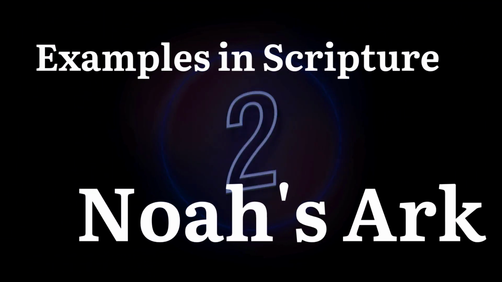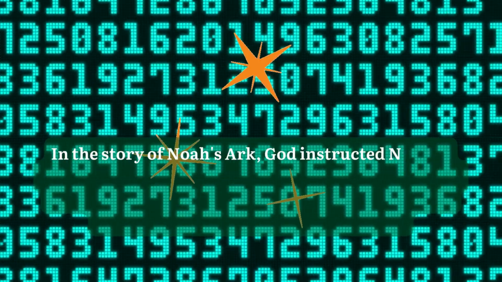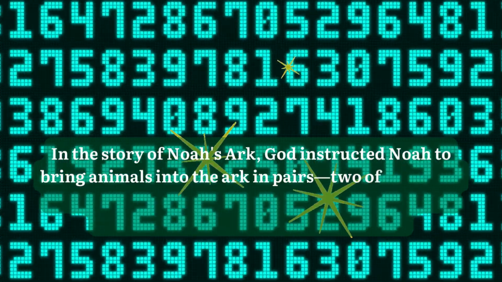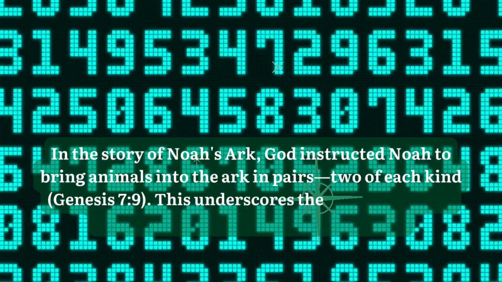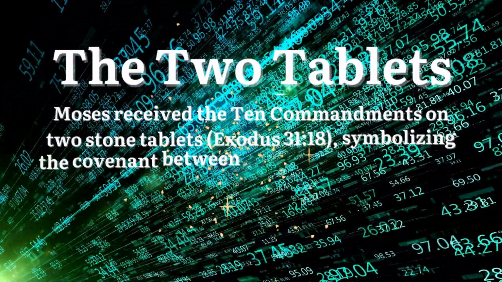Examples in Scripture. Noah's Ark. In the story of Noah's Ark, God instructed Noah to bring animals into the ark in pairs, two of each kind. Genesis 7:9. This underscores the concept of pairs working together to fulfill God's plans.